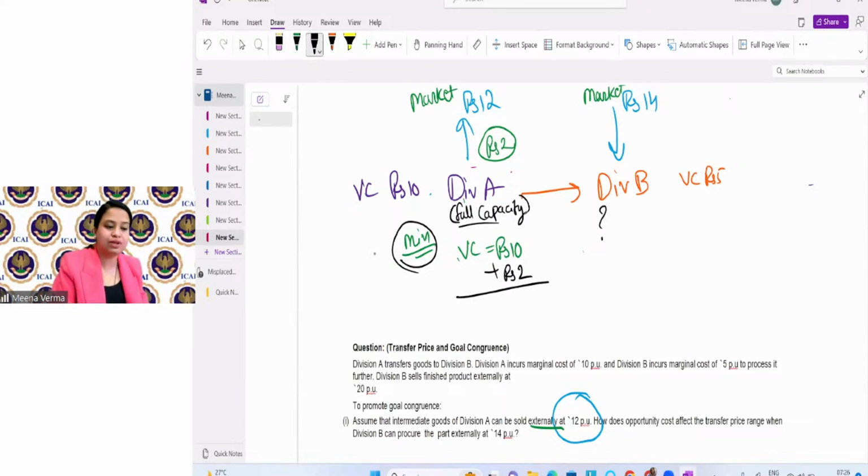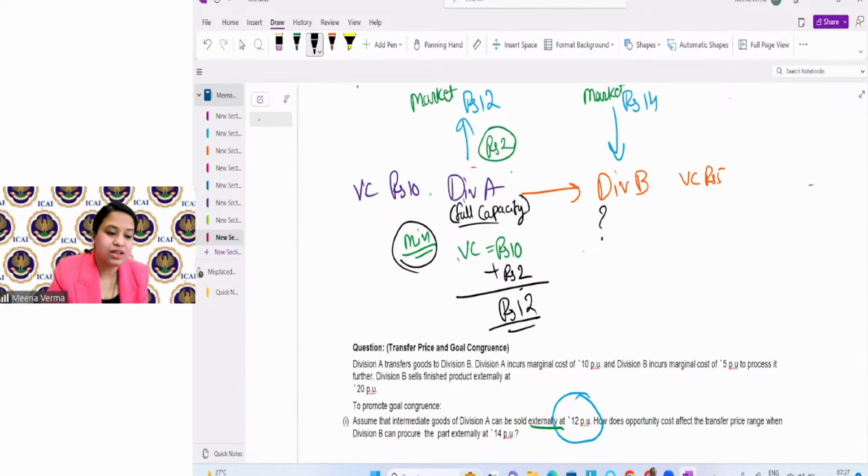So what will happen here? The variable cost will be rupees 10 plus rupees 2. That will be rupees 12. This is their minimum expectation. They want to recover it. Right? This is their minimum expectation.